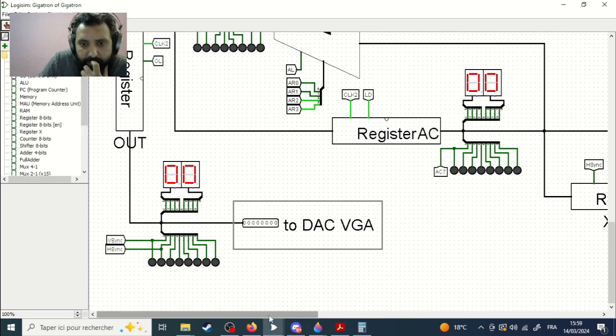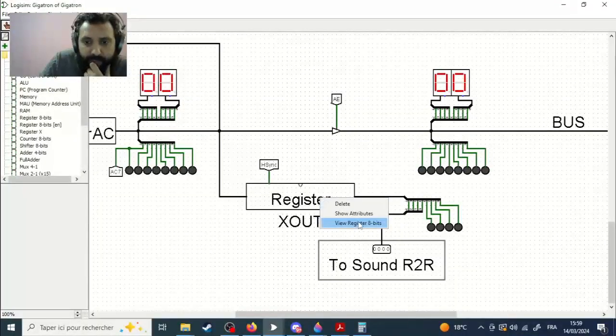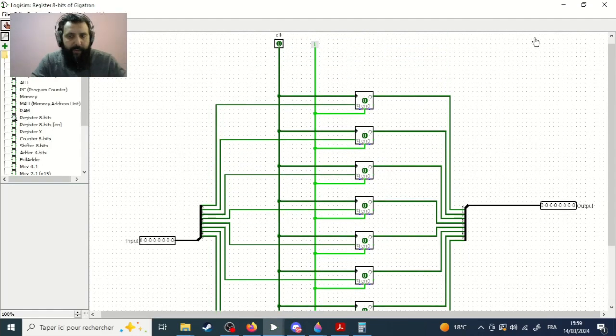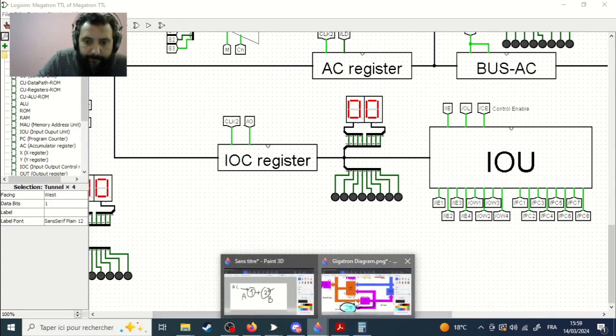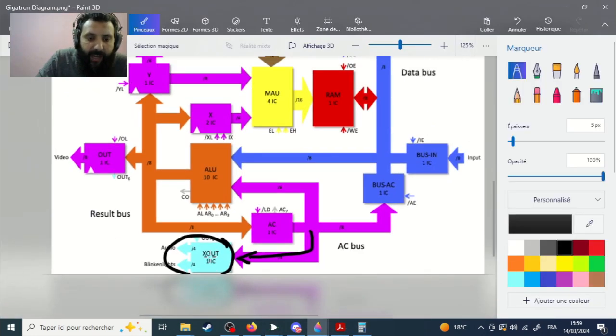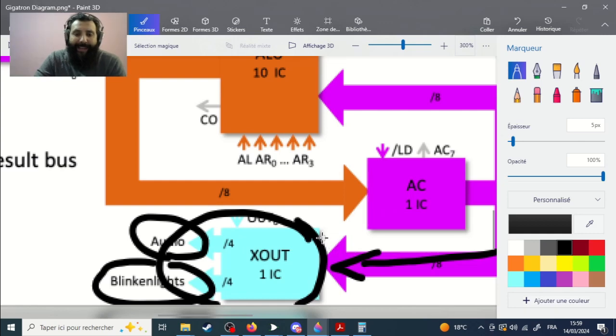Where is it? Sorry, it's a register. Okay, it's a register. This is a register that contains the output, and the output will be used afterwards in audio and on the LEDs.